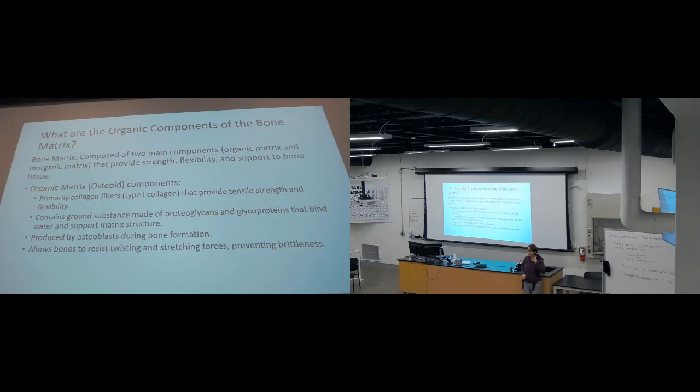That's the organic matrix. It's called organic matrix because you have collagen fibers, which have amino acids with carbon and hydrogen, among other things. Now, the inorganic matrix has calcium salts that help to make the bone strong, while the organic matrix makes the bones flexible.